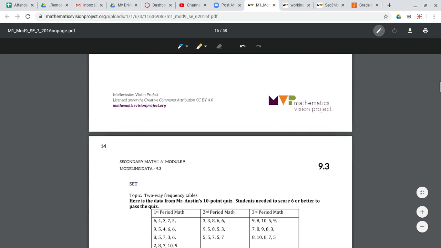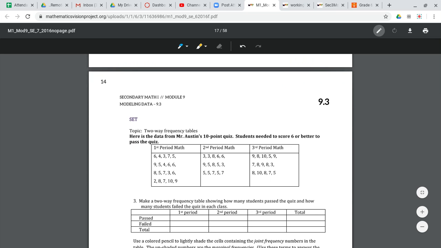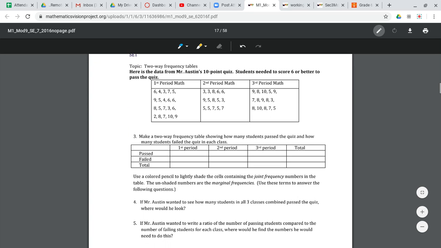So same idea. You're either going to say yes or no and determine whether or not there is a correlation. All right, the next thing we are looking at are two-way frequency tables. So here is the data from Mr. Austin's 10-point quiz. Students needed to score 6 or better to pass the quiz. So this is the same data that we had in the previous lesson. So for number 3, make a two-way frequency table to show how many students passed the quiz and how many students failed the quiz in each class.